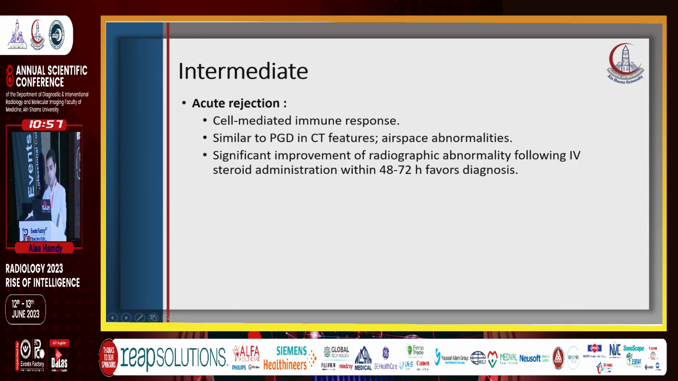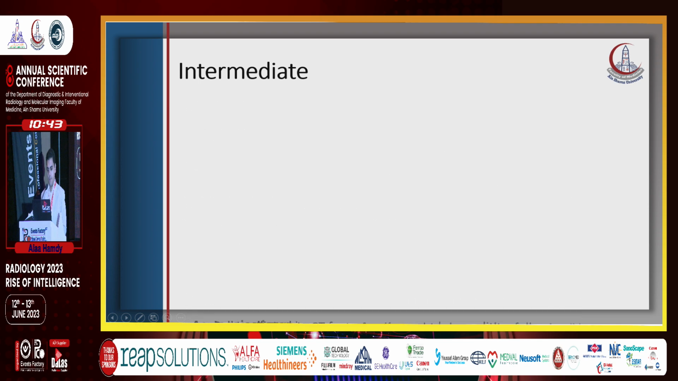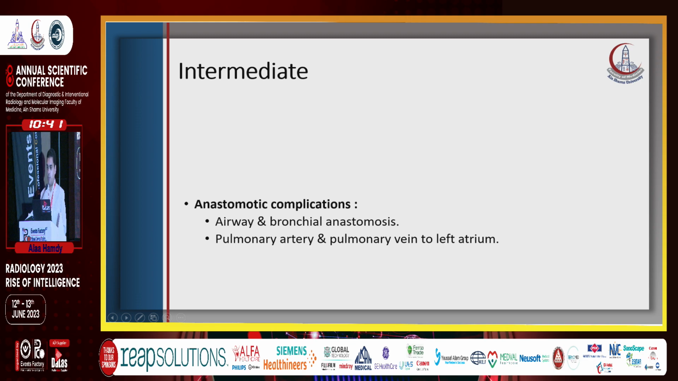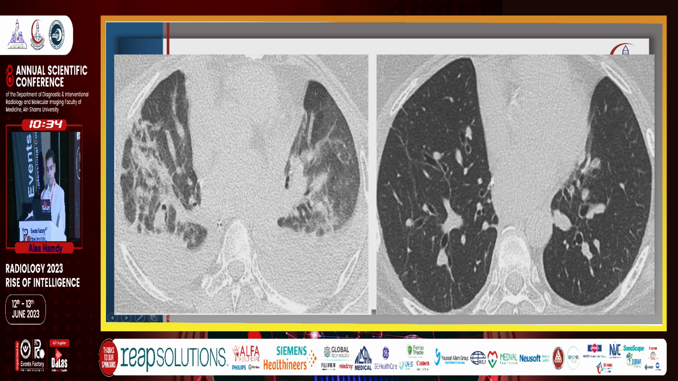Intermediate complications are acute rejection. It's a cell-mediated immune response, similar to primary graft dysfunction in CT features. However, it has a significant improvement of radiological abnormality following IV steroids within 48 to 72 hours. Or anastomotic complications: airway and bronchial anastomosis, pulmonary artery and pulmonary vein to left atrium.